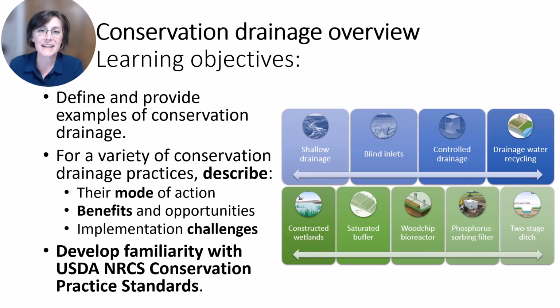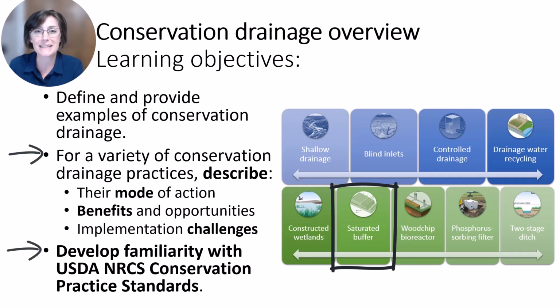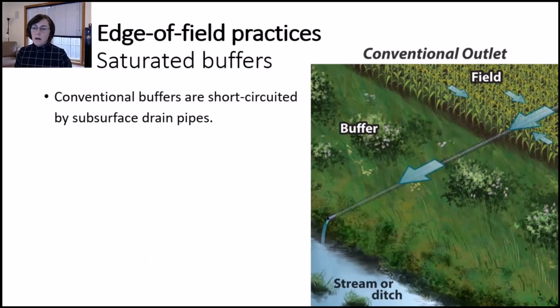We'll continue to stick with the same learning objectives, and our practice this time is saturated buffers. This also gives us a touch point back with the NRCS Conservation Practice Standards. A normal riparian buffer, or a grass or woody buffer along a stream, provides a lot of great benefits. It provides wildlife habitat, it can help stabilize the stream bank, it can prevent sediment from getting into the stream.